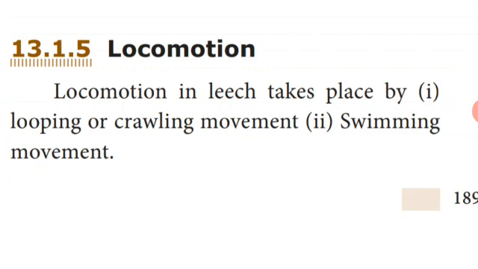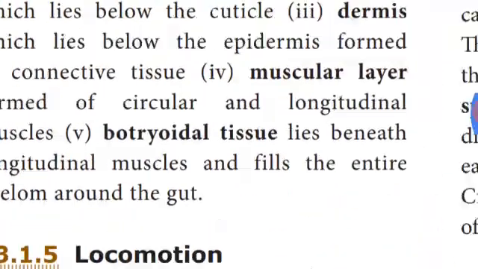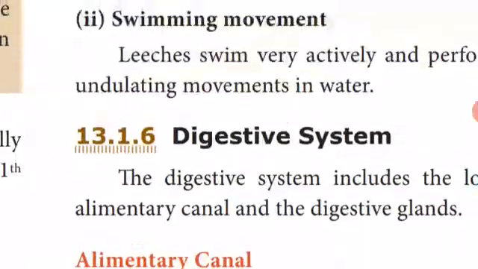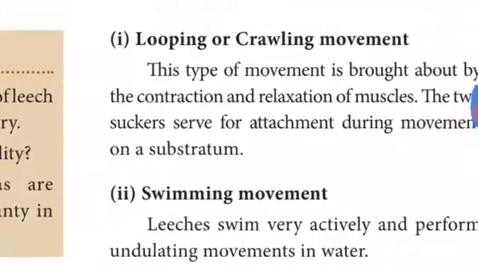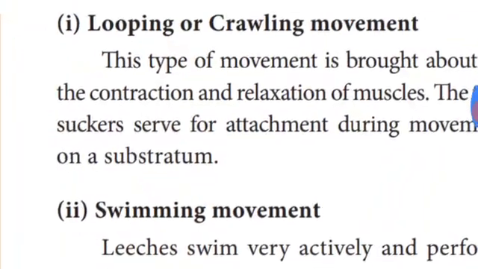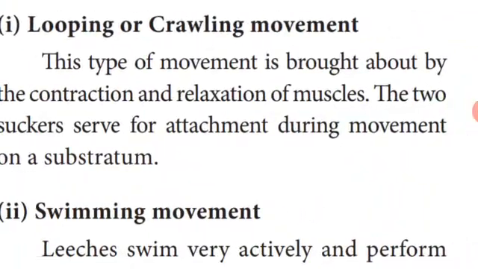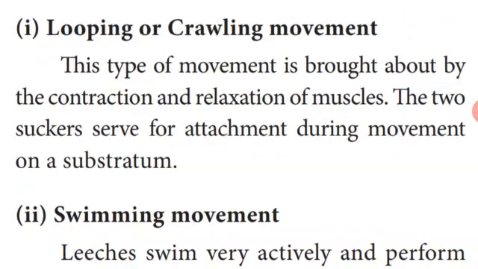Leech locomotion takes place in two ways. One is looping or crawling movement, and another one is swimming movement. Looping movement is brought about by contraction and relaxation of muscles, that is, contraction of circular muscle and relaxation of longitudinal muscle.